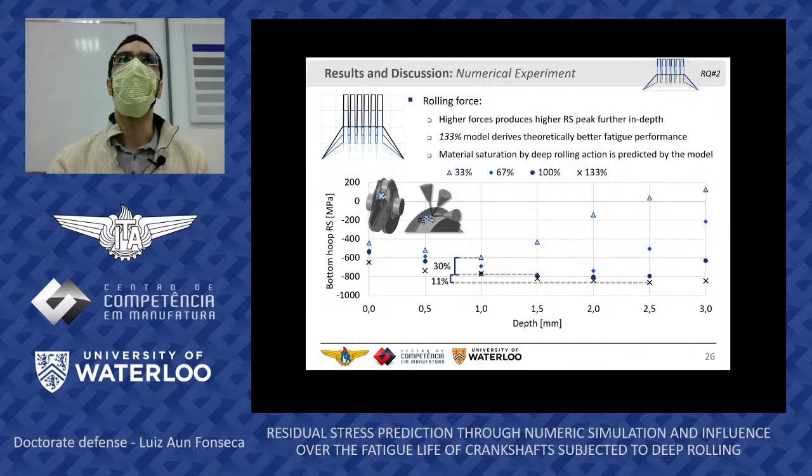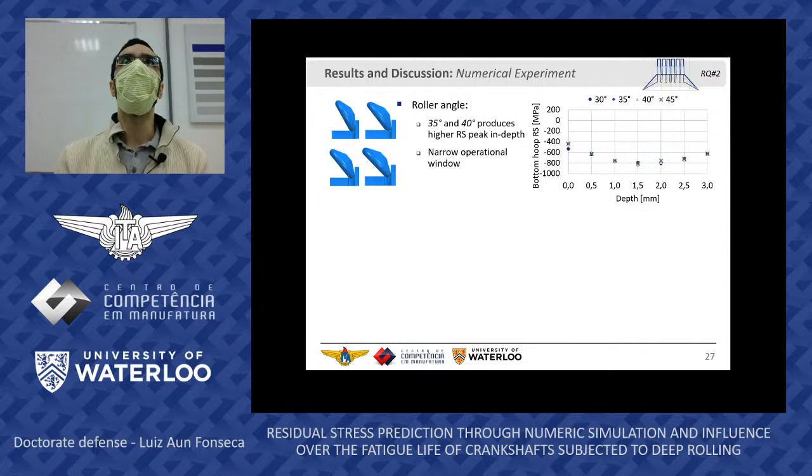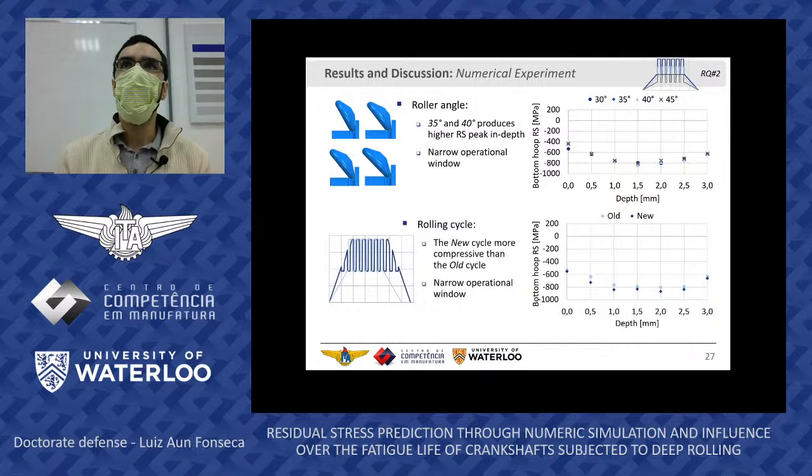When we look at the other process parameters that were varied, for roller angle, we can see that for 35 and 40 degrees of roller angle, we got the best residual stress peaks inside, but with a very narrow operational window when we compare to the rolling force assessment. And the same thing can be said for the rolling cycle, where the new cycle was constantly, but only marginally, more compressive than the old cycle, with a very narrow operational window.